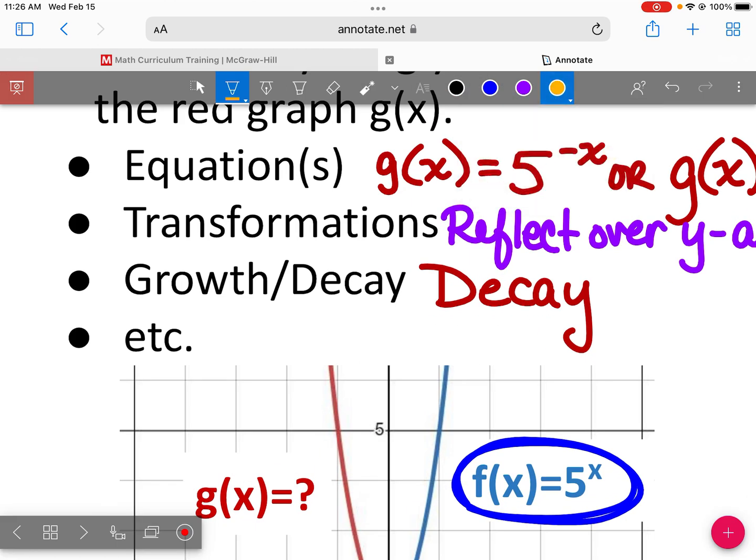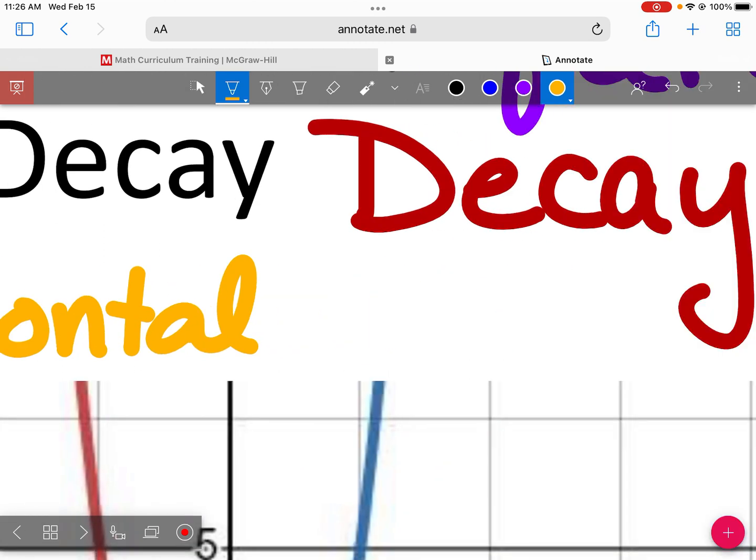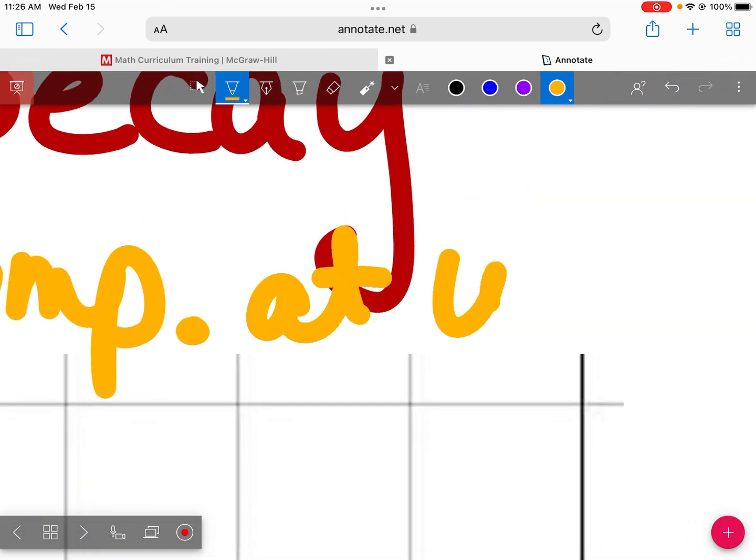Is there anything else that you could tell me about the red graph? The asymptote is 0. So what does that look like if I write the whole thing out? Y equals 0, yes. It has a horizontal asymptote. I'm going to abbreviate that. At y equals 0. Because it goes up, it keeps going to infinity, but it doesn't go down any more than where it's at.